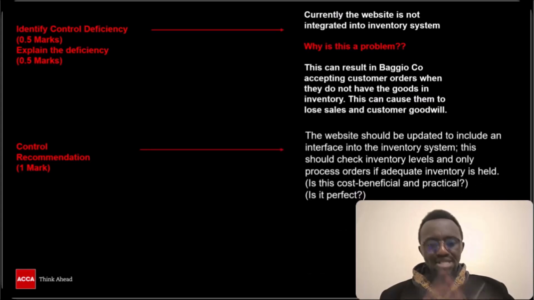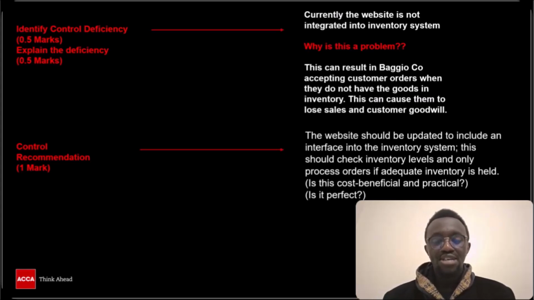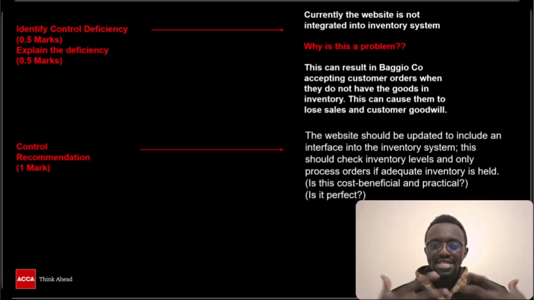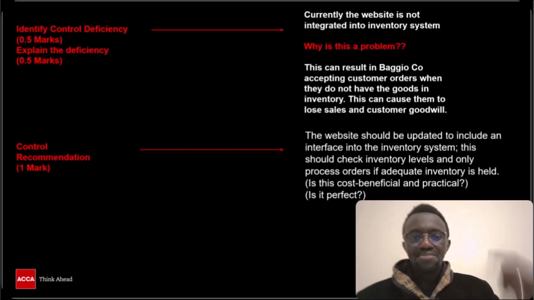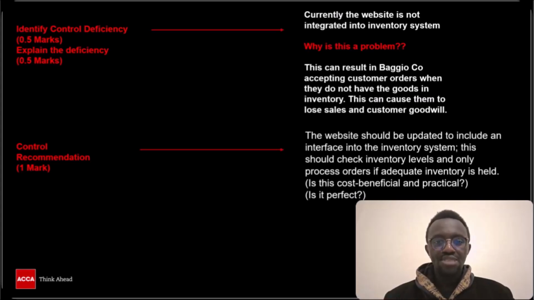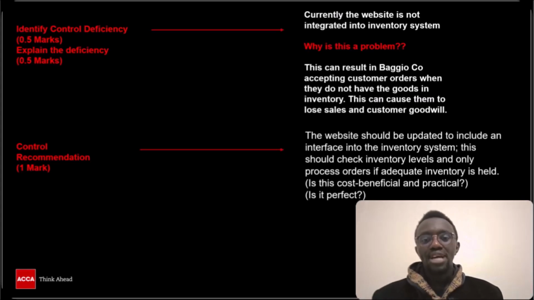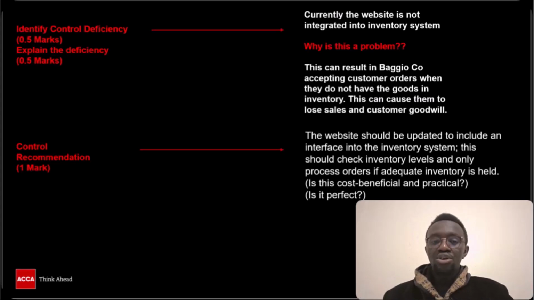Now, I give here one, just picking it up. The website should be updated to include an interface into the inventory system. This should check inventory levels and only process orders if adequate inventory is held. This is nice. So you want to create integration. All right, you want to ensure that the website is updated so that there's an interface into the inventory system, and this will always have the inventory levels being monitored so that even when an order is coming in, if the inventory is not adequate enough, the order will not be taken or processed. And I think that's good because the customer can actually be aware early on that you guys do not have that particular product as of yet.